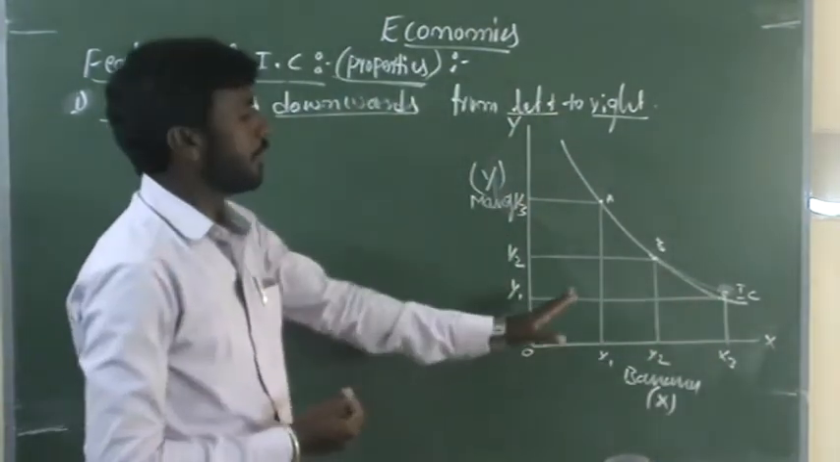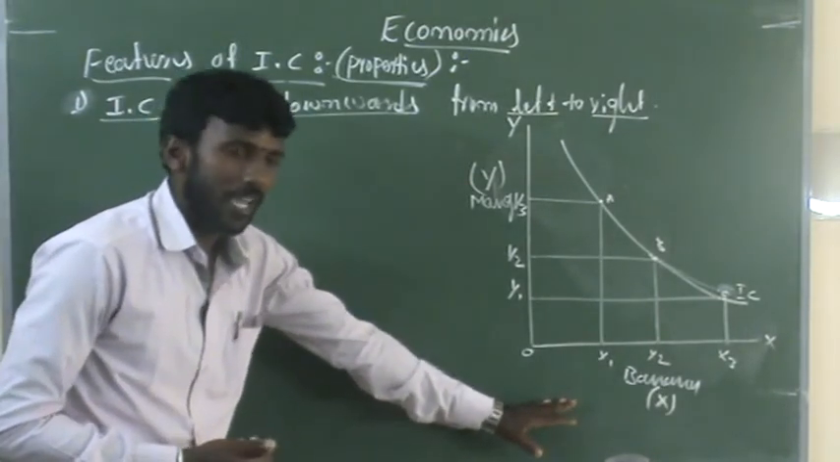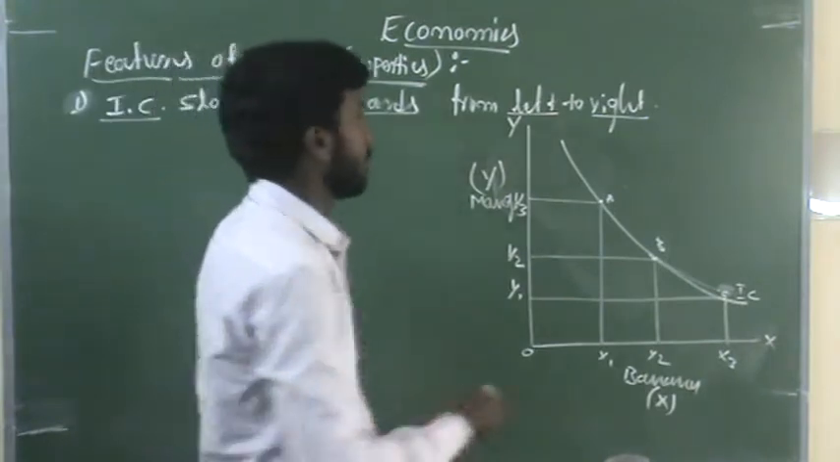So totally, due to this reason, the indifference curve always slopes downward from left to right.